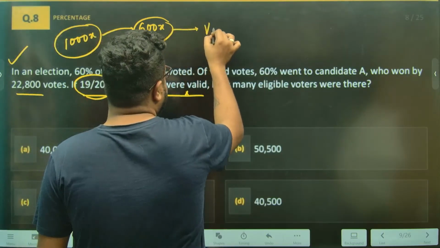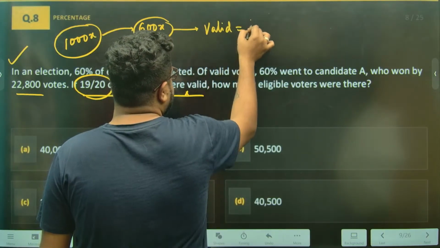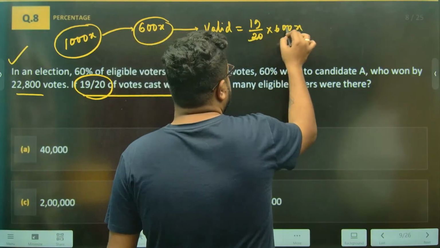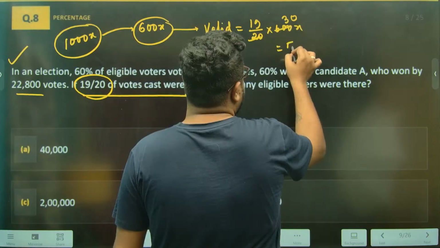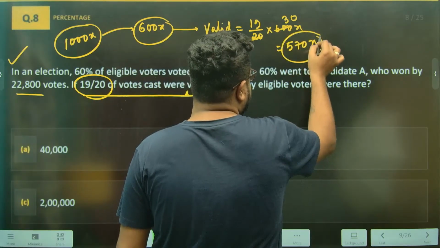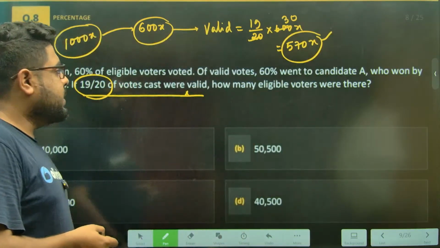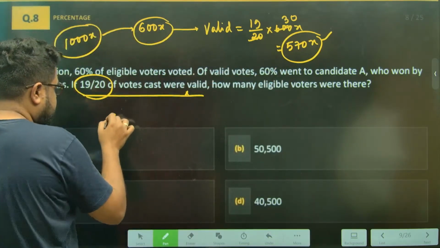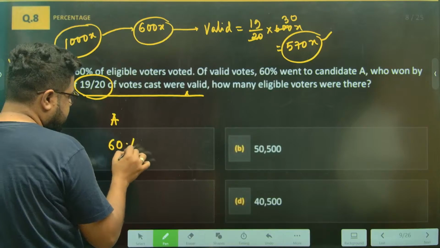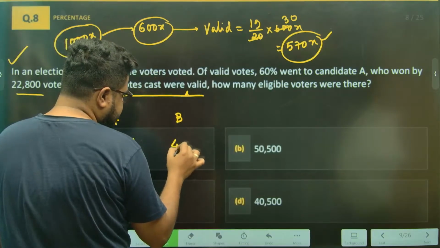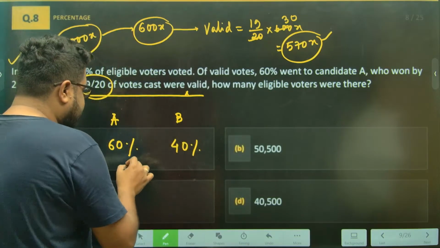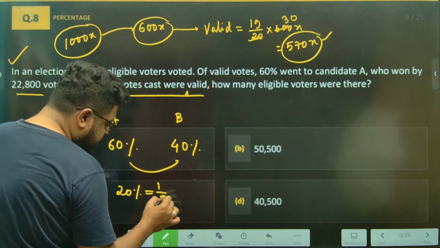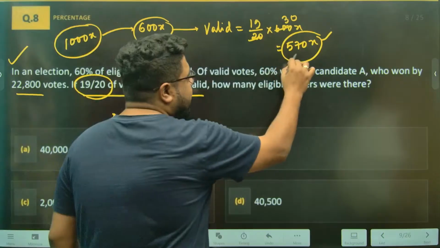So, valid votes will be 19 over 20 of 600. So, 57 and a 0, 570x votes were valid. Now, A got 60% of these valid votes, and B got 40%, sir. So that means the gap is how much? 20%, meaning 1/5 of what? 1/5 of the valid votes, sir.